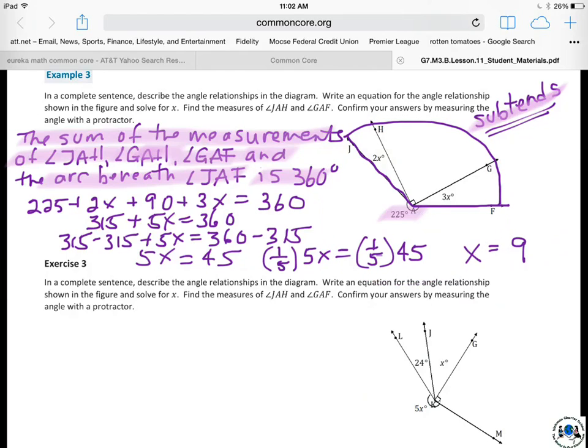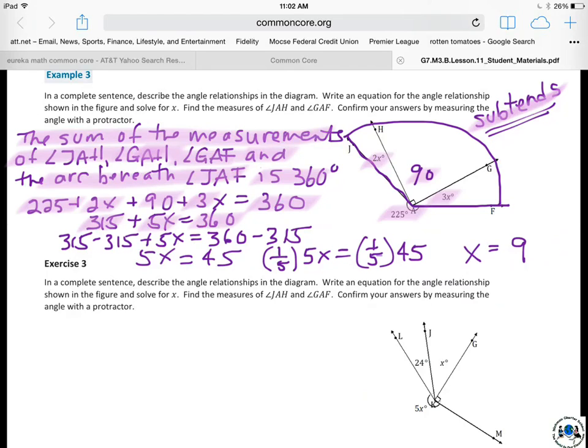And so the way to put that into an equation would be right here: 225, which is that arc, 2x, which is that, the 90, which is this over here, unwritten, but we know because of our square, and then 3x. All of those together equal 360. Go ahead and combine our like terms: 315 plus 5x equals 360.